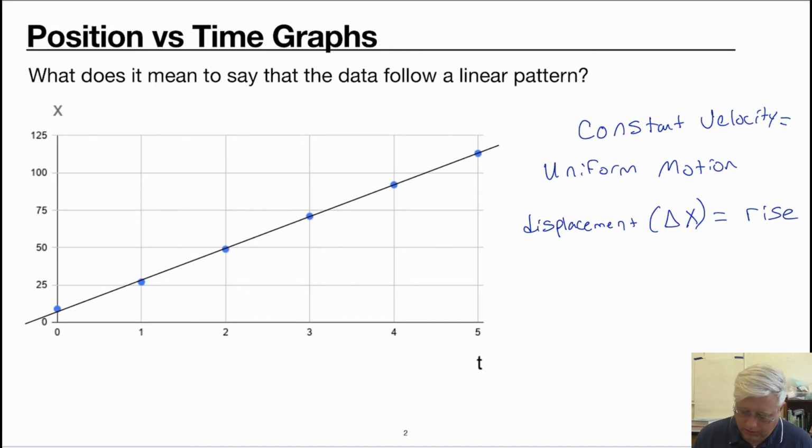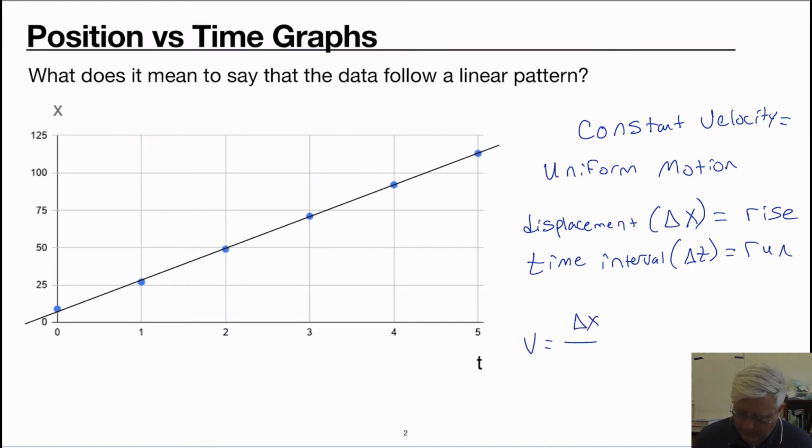The time interval, that delta t, is the run. So when we find velocity, the displacement divided by the time interval, it's the rise over the run. And of course, you know from your studies of graphs, the rise over the run is the special term called slope. So the slope of a position versus time graph is the velocity. Sometimes we actually refer to position versus time graphs as velocity graphs.